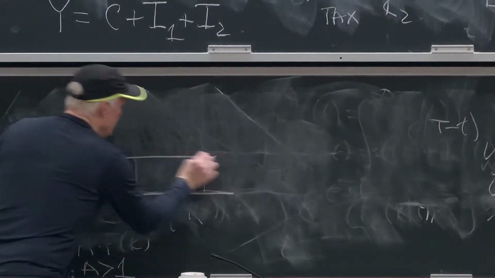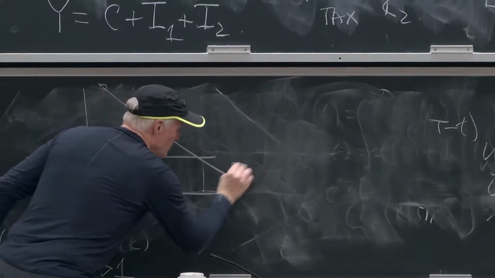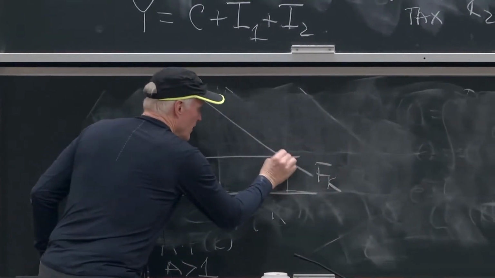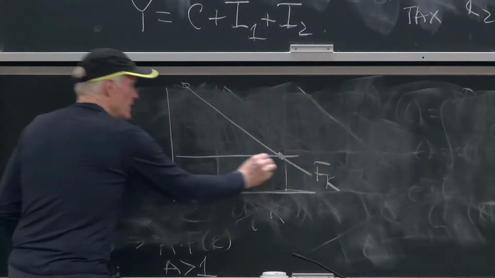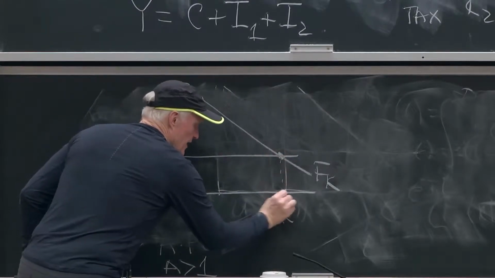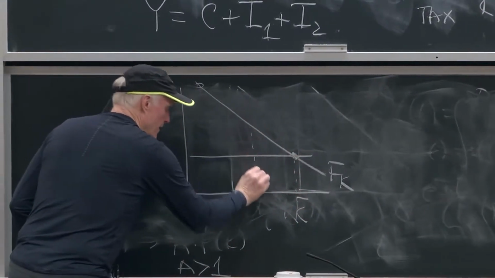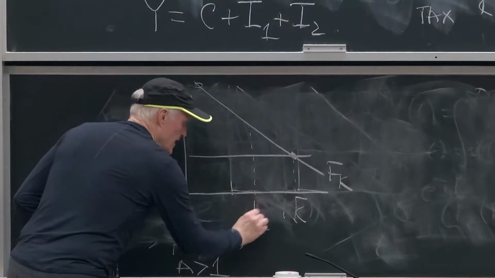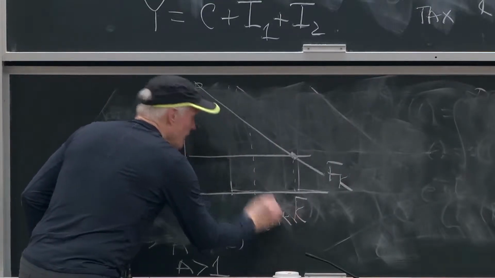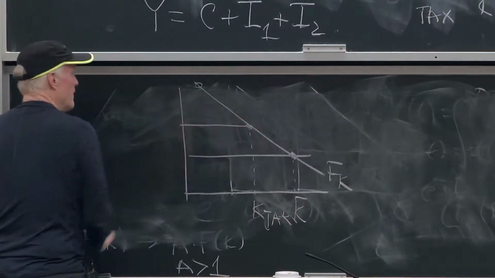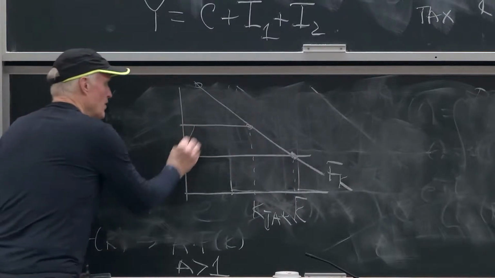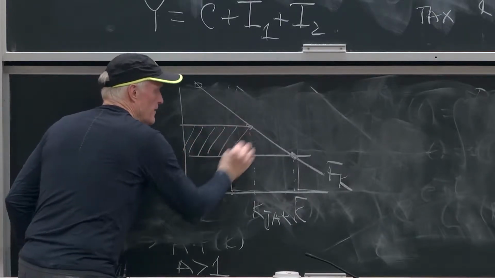Go back. Run my previous problem in reverse. I put the corporate tax on. Here's K bar. With the tax, I go to K tax. Go to here. The loss to workers is this area here.